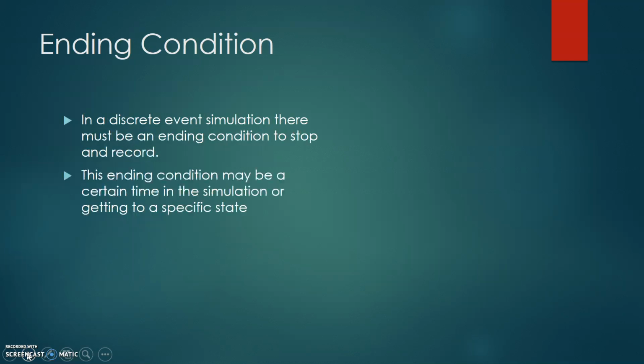Moving on. Our last thing in a discrete event simulation is the ending condition. When do we say that it has ended? Is it when all of the customers have gone through the DMV in a certain day? Is it after a certain number of hours that the DMV is open? Typically, it's stuff like that.